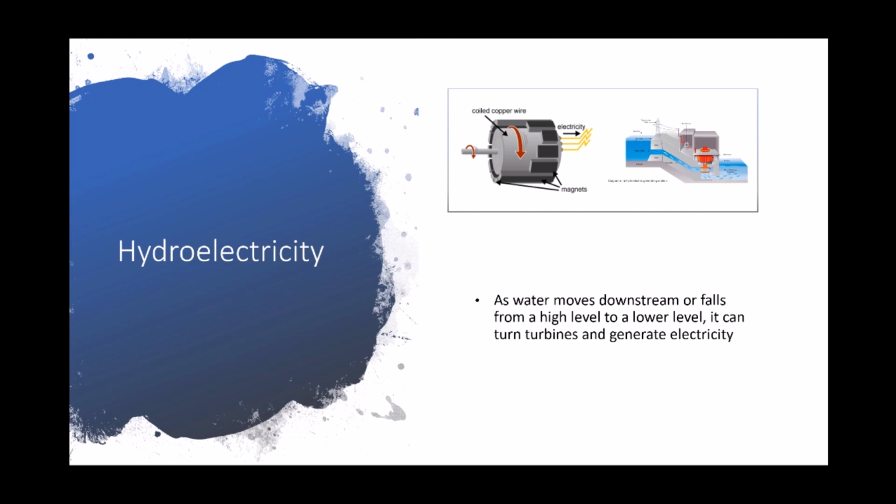Hydroelectricity. This is our first source of renewable energy. Hydroelectricity is essentially when you take advantage of flowing water, okay, typically moving downstream at a high rate, and you use that flow of water to turn turbines.